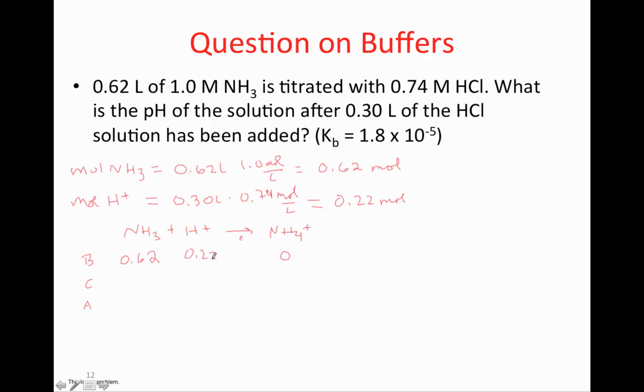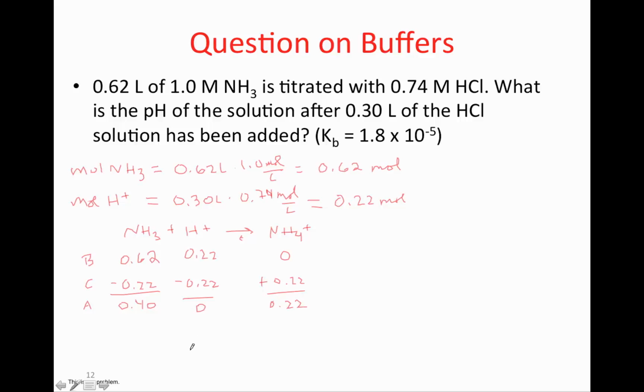I recognize that the H+ is the limiting reagent. All of this can react, and I'll still have some of the ammonia left over, but I certainly don't have enough H+ to react away all of the ammonia. So I'm going to let minus 0.22 moles of the H+ react. That means minus 0.22 moles of the ammonia react. This gives me 0.4 moles of the ammonia left, and 0 of the H+. I get plus 0.22 here, and I get 0.22 here.